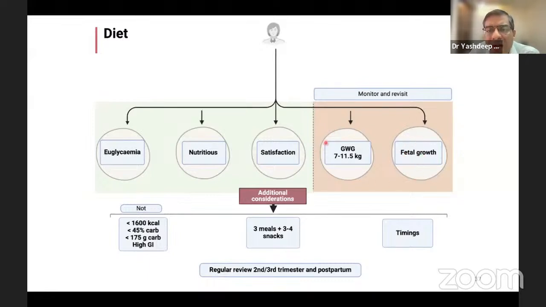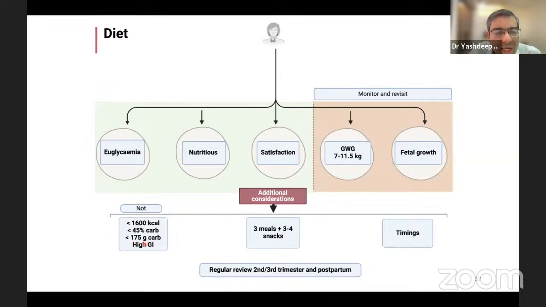And even weight gain or weight loss could be additional parameters in the non-pregnant state. So if someone is gaining weight unnecessarily, then it may be indicating that diet is not correct. In pregnancy per se, for diet, there is a dictum that it should not be less than 1600 kilocalories, not less than 45% carbs, not less than 175 gram of carb.